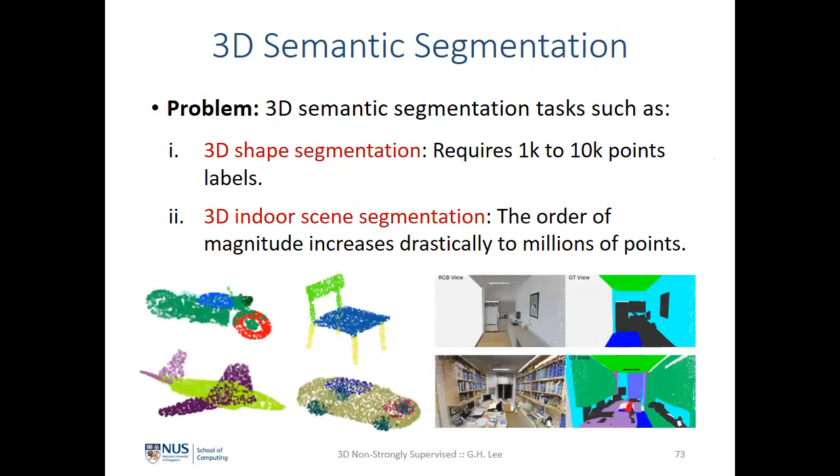All right, so the next task I will talk about is 3D semantic segmentation. The idea here is that for each point in the point cloud, I want to label it as one of k classes. Okay, so this is the most naive way of semantic segmentation, semantic labeling.